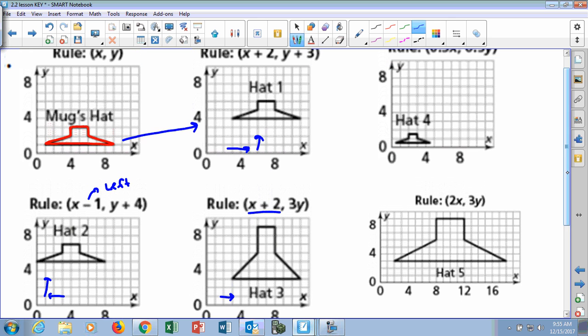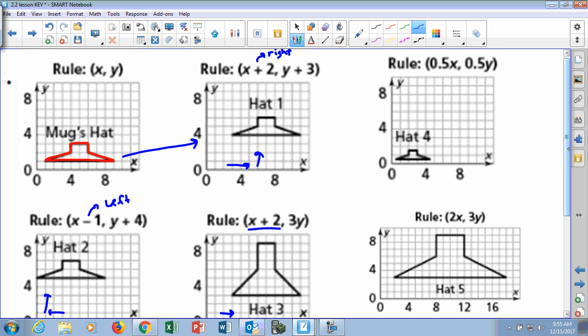What about hat number 4? Look at the rule for hat number 4. Yeah, because look at our scale factor. We're multiplying by less than 1, right? Which means it's shrunk. And on your paper there, that was probably pretty tough to draw, right? You had a pencil, it was really tiny. I mean, look at hat 4 compared to Mug's hat. Much smaller. Now what about the last one, hat number 5?